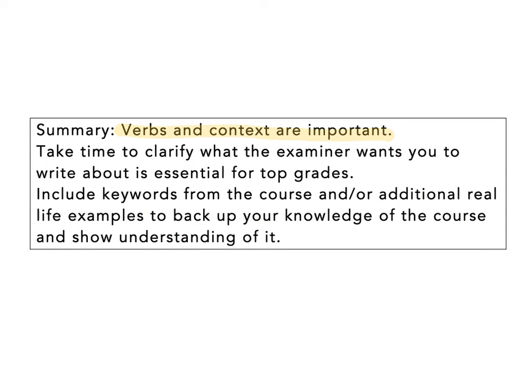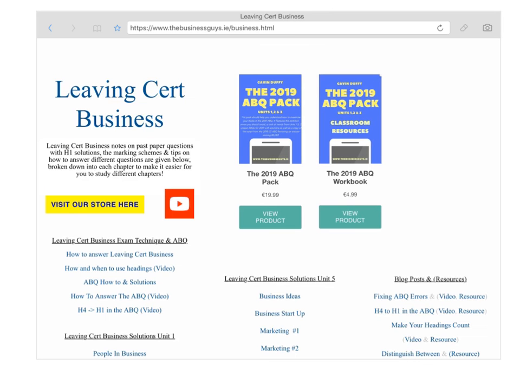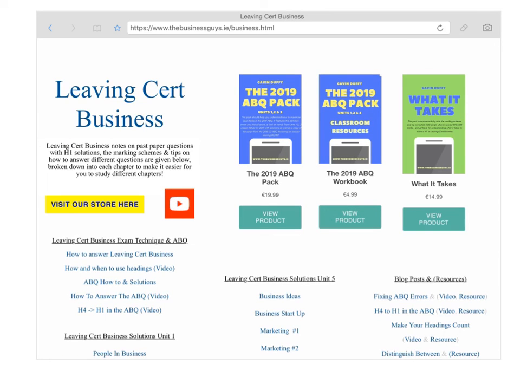So in summary, verbs and context are really important. Taking the time to clarify what you're supposed to write is essential for top grades instead of just giving what keywords you know. You do need all your keywords. Additional real life examples are brilliant to help you, and you have to show that you actually understand what it is you're being asked.